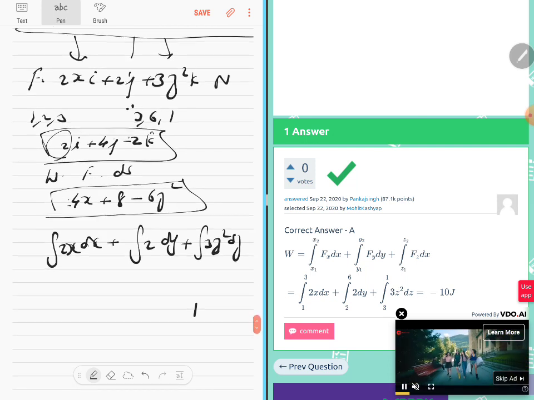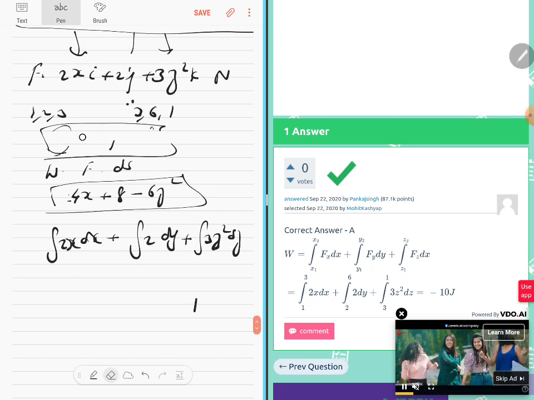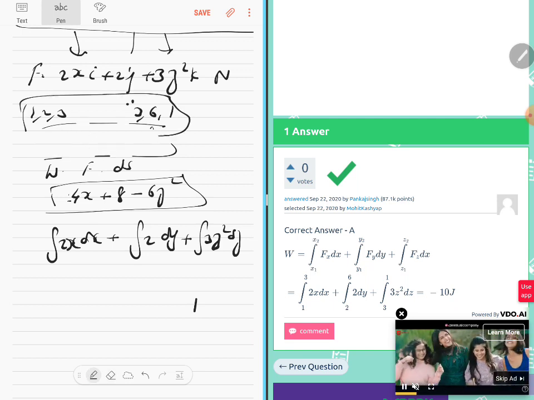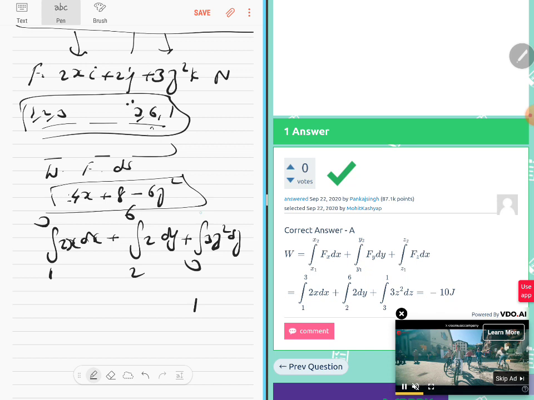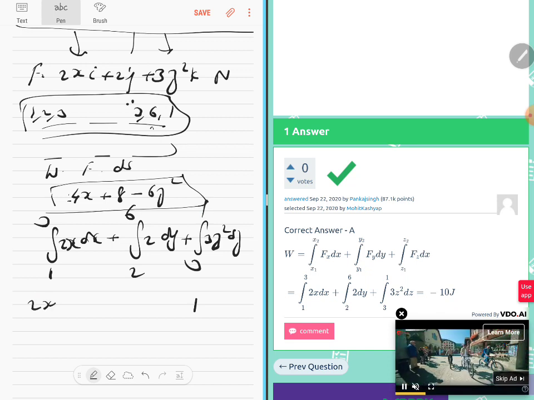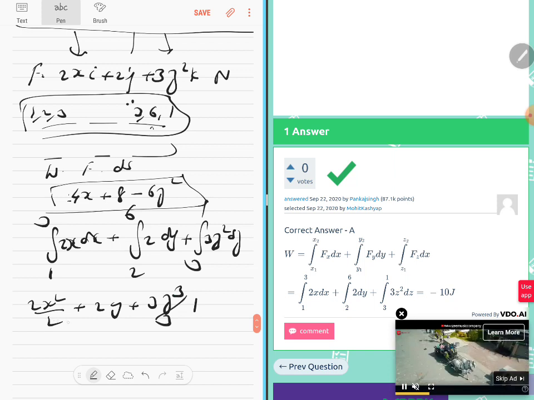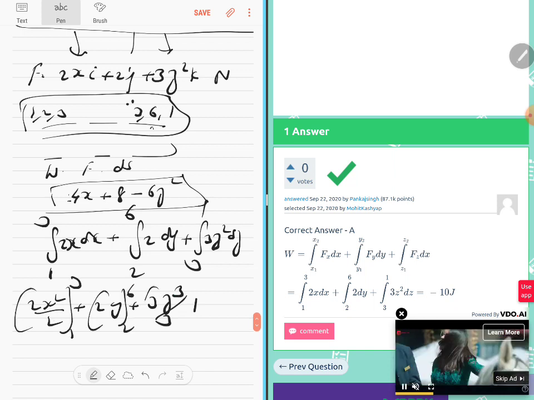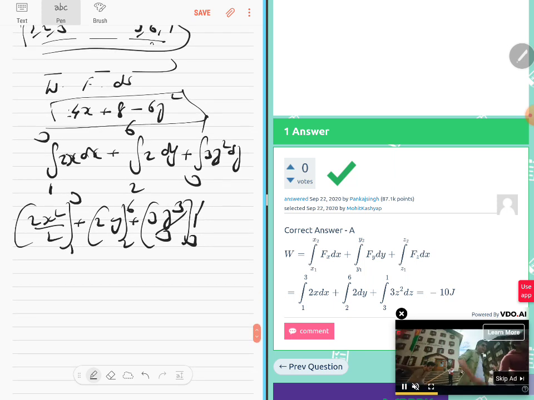Okay. So when you integrate, don't do the displacement vector. There is no need to do displacement. This sum you can't do it like that. x is integrated from 1 to 3, the x coordinate; y coordinate is going from 2 to 6; z coordinate is from 3 to 1. So you integrate 2x square by 2 plus 2y plus 3 z cube by 3. So individually they have to be integrated: this from 1 to 3, this from 2 to 6, this from 3 to 1. So when you do this, you will get the proper value.